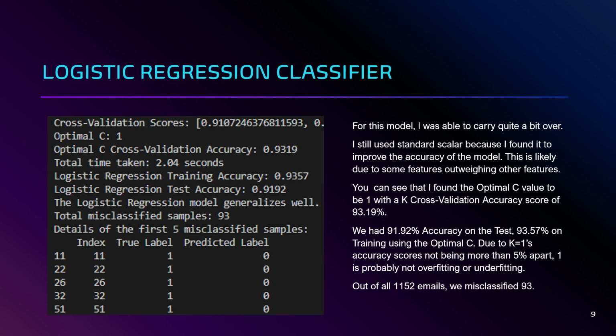The K cross-fold validation accuracy was 93.19%. Test accuracy was 91.92%, and training was 93.57%. I also find that this is likely not underfitting or overfitting because the percentages are not more than 5% apart. And we misclassified less than 100 emails. We got down to 93. This was also very quick at 2.404 seconds.